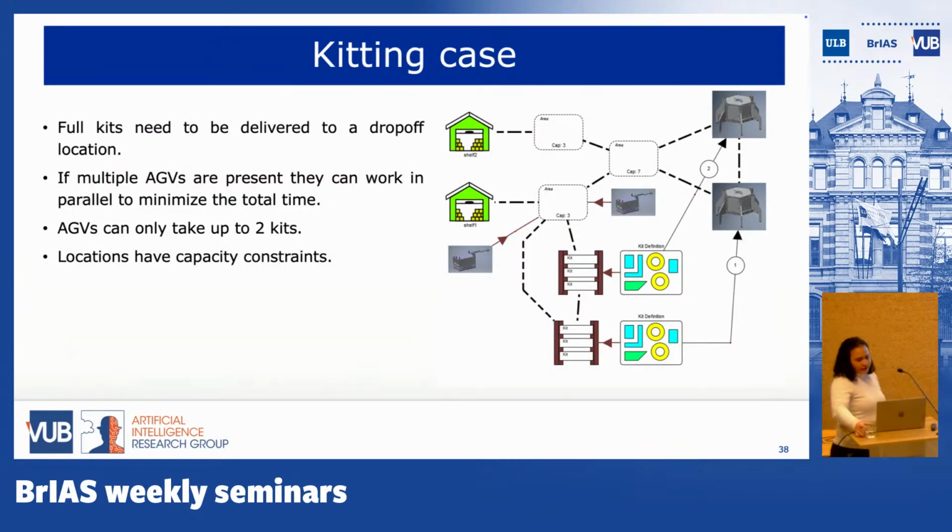For the kitting case, there are still things being done here. But the general idea is that full kits need to be delivered to a drop-off location. If multiple automated guided vehicles are present, they can work in parallel to minimize the total time. They have to move around picking the components of the kits and then dropping them off in a specific location. They can take only up to 2 kits, and the specific locations in which they can move around have capacity constraints.